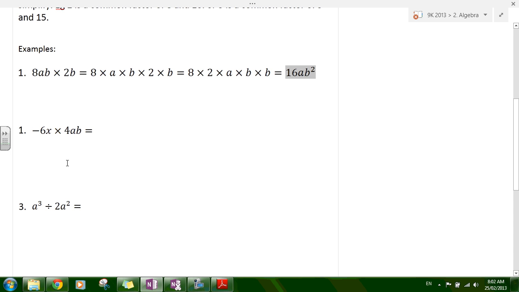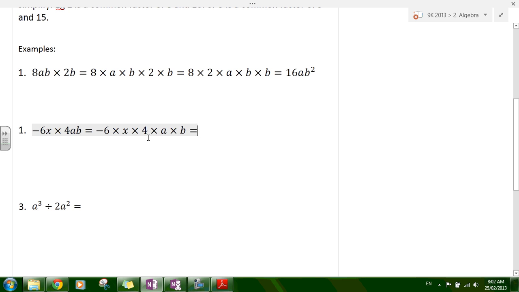b times b is b squared. If I have a look at our next one, again I can rearrange it or expand it out if that's helpful and write it in a rearranged form. Now if all this is tedious, you can always just take shortcuts and do it quicker, but it's always a good idea while we're getting used to it to do this way. So we get minus 6 times x times 4 times a times b.